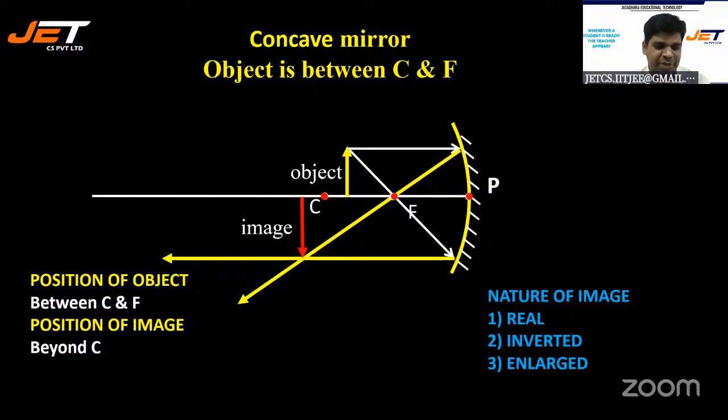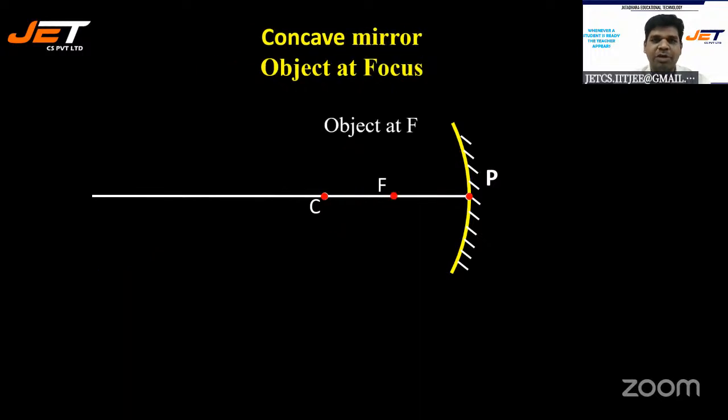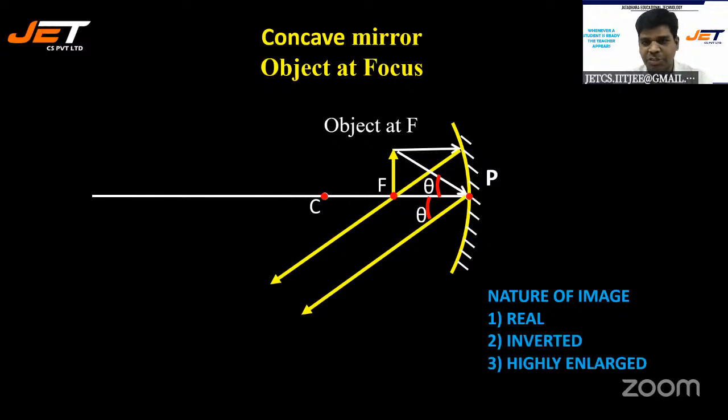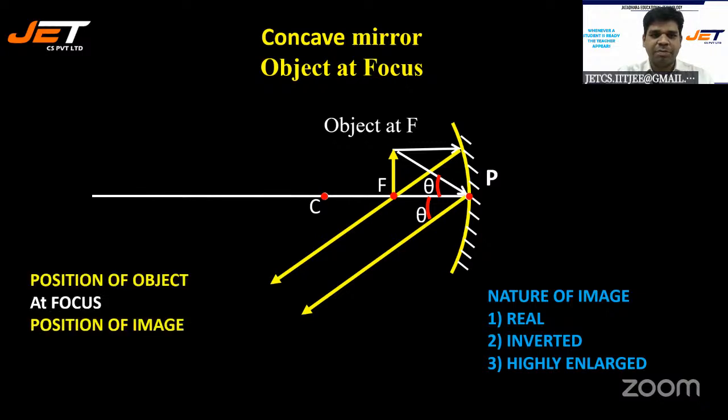Brilliant, students. Very good. All right, when the object is at F, now what happens? Nature of the image is real, inverted, highly enlarged. And how about the position? The object is at focus. Position of the image is at infinity. Right? Now let's go forward.